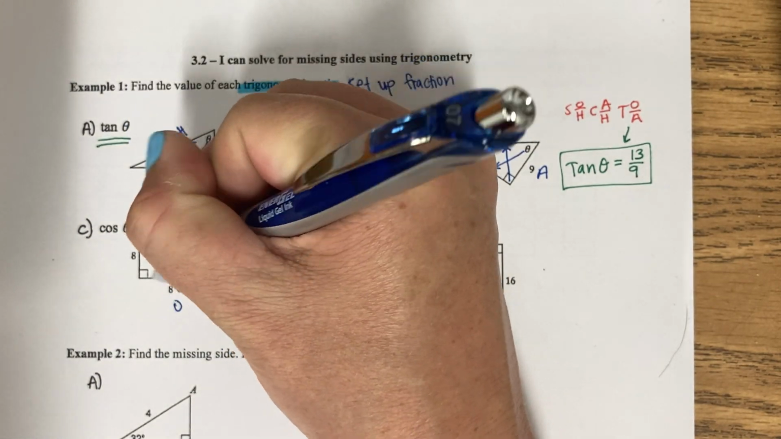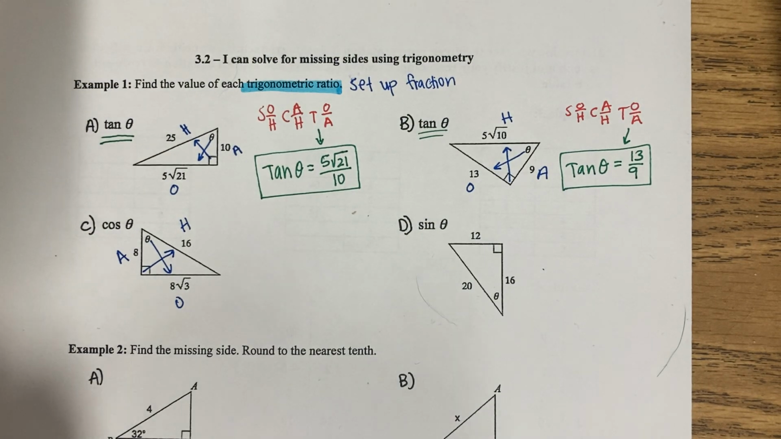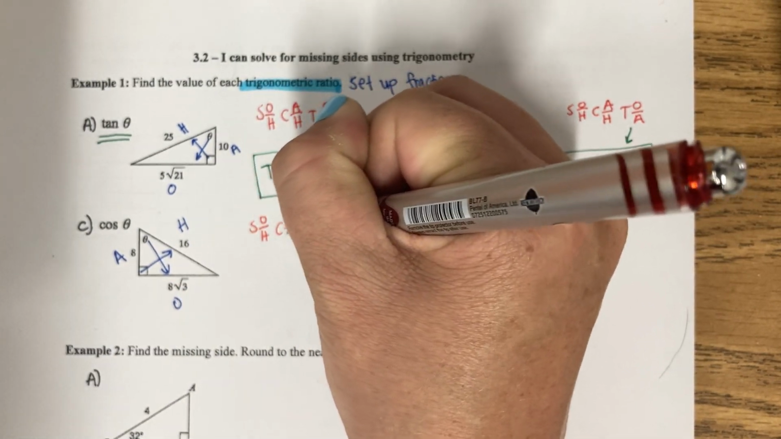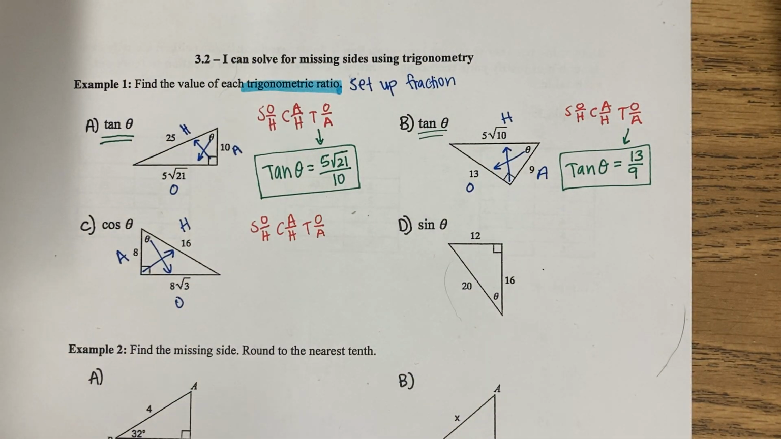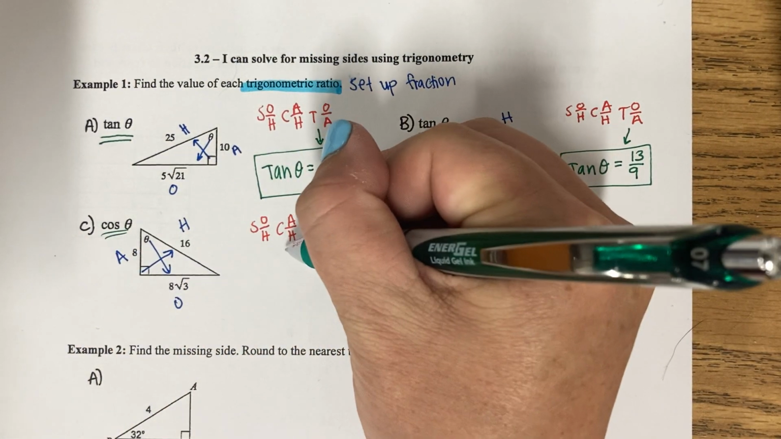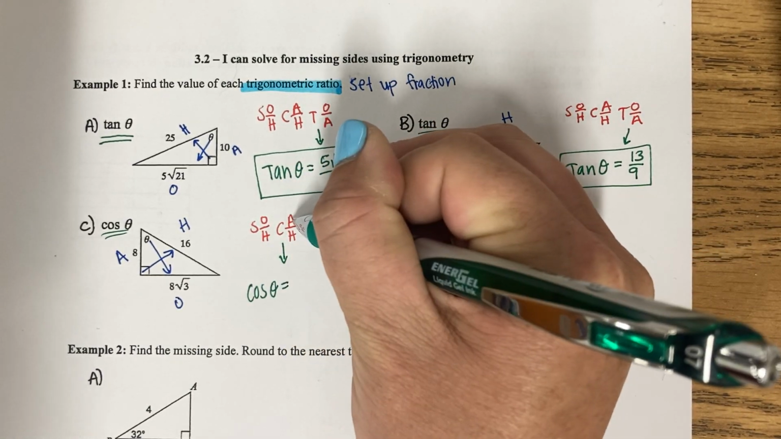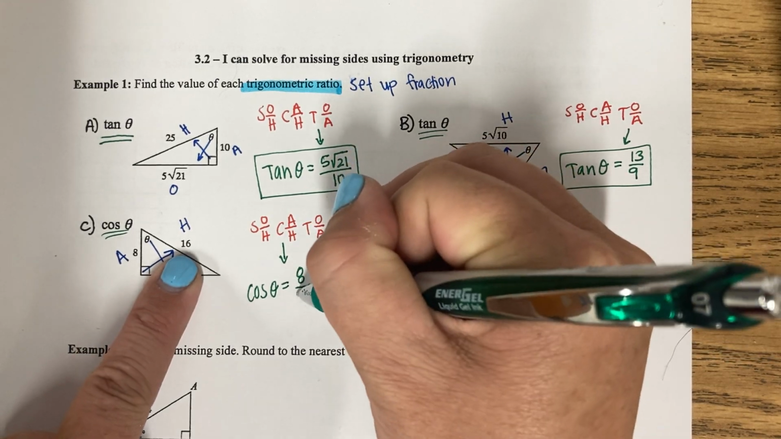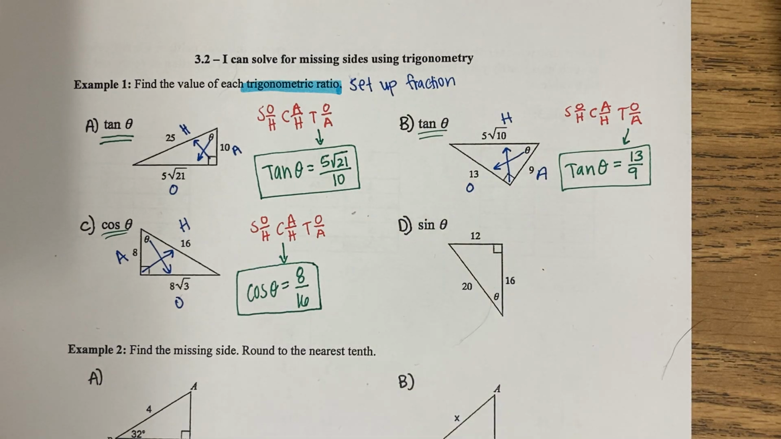O, H, A. So, SOH CAH TOA. They want us to find cosine. Cosine of theta is equal to the A over the H. And we do not need to reduce, we're just going to leave it as 8 over 16.